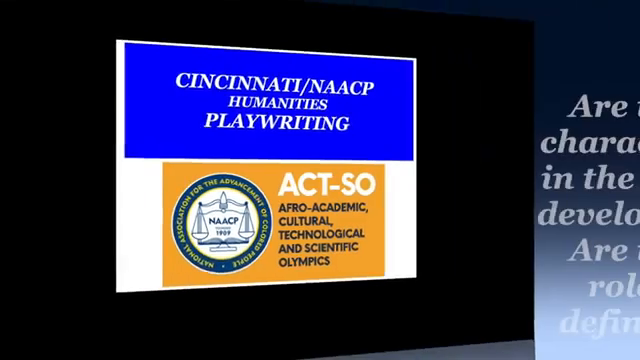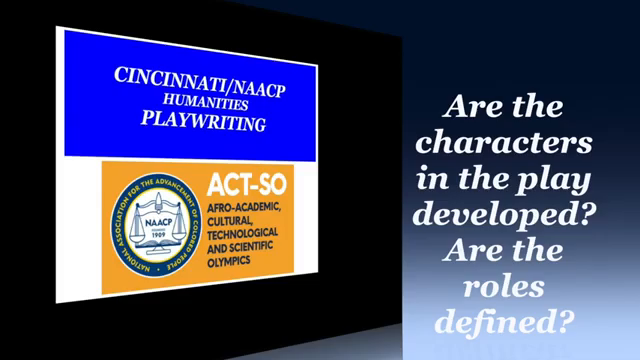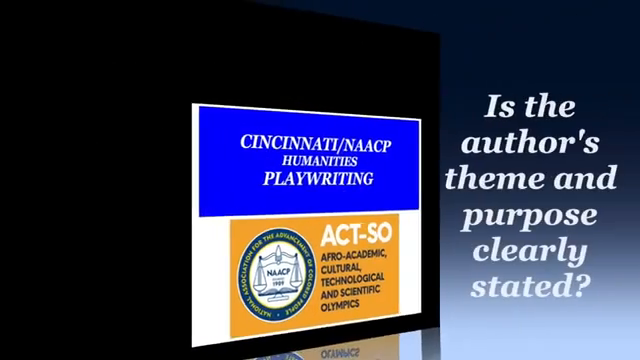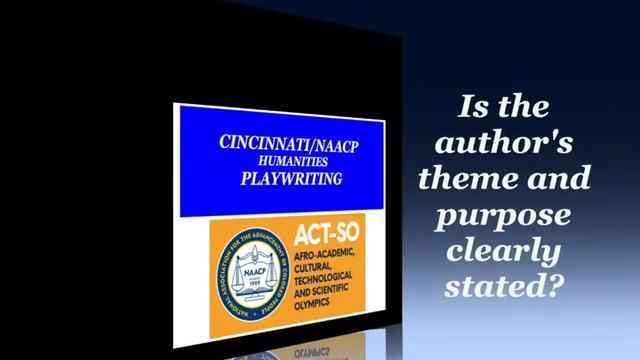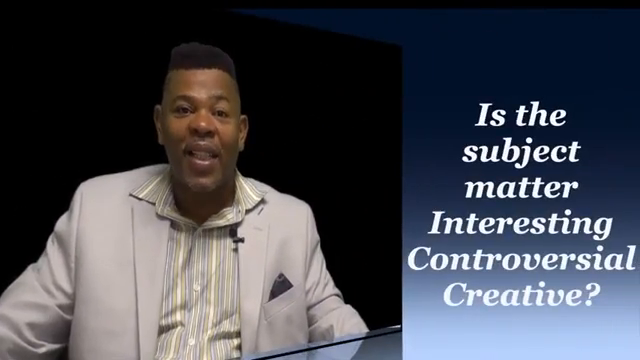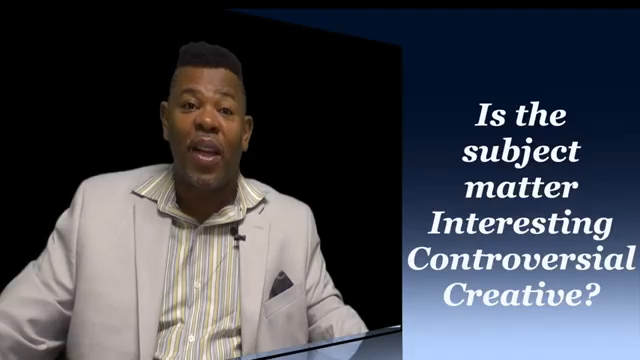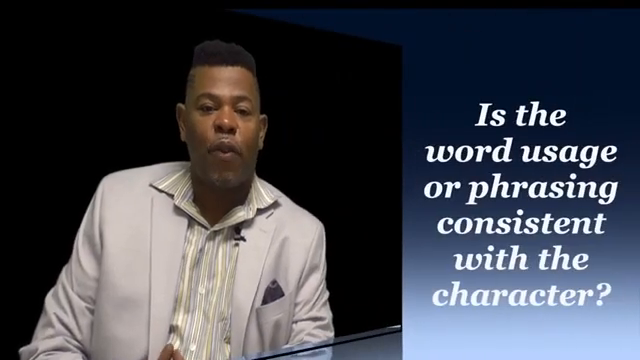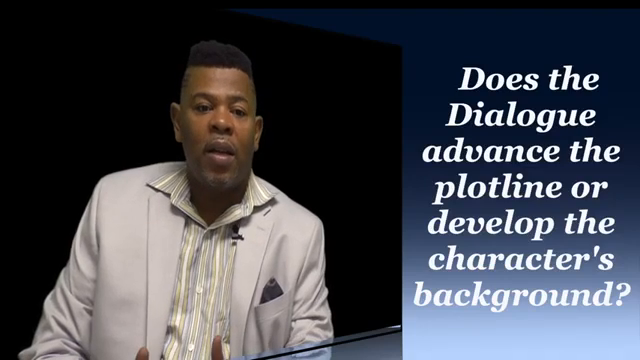Characterization, 10 points. Has there been an antagonist or protagonist identified? Are there characters in the play developed? Are there roles defined? Clarity, 10 points. Is the author's theme or purpose clearly stated? Content, 25 points. Is the subject matter interesting? Is it controversial and/or creative? Dialogue, 10 points. Is the word usage or phrasing consistent with the character? Does the dialogue advance the plot line or develop the character's background?